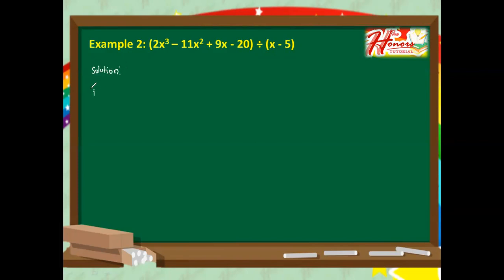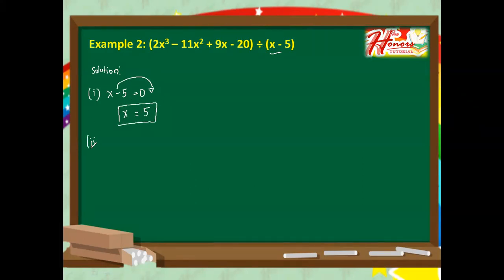And then first step is to get your divisor x minus 5 and then equate it to 0. And then your goal is to have x on the left side of the equation only. So for us to fulfill that, we have to transpose negative 5 to the right side of the equation. So it will become positive 5. So now we have here x equals 5.